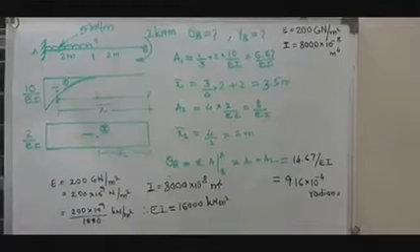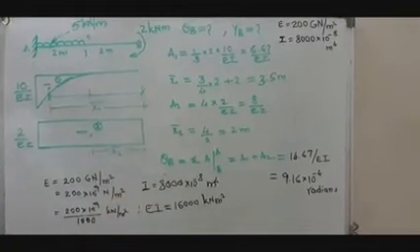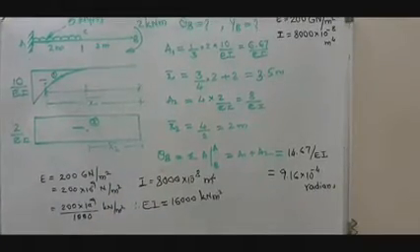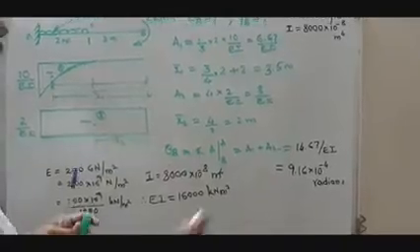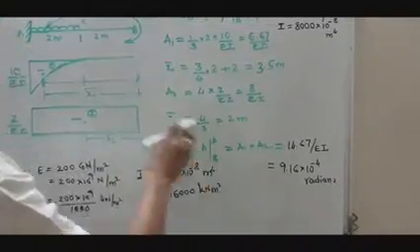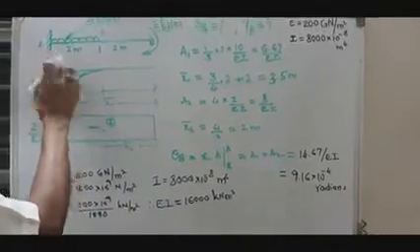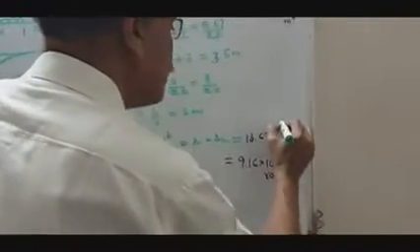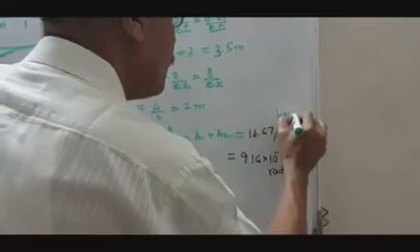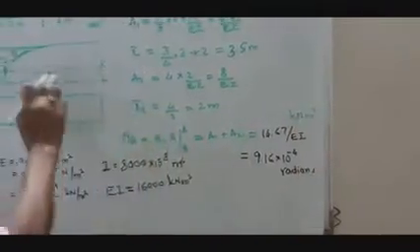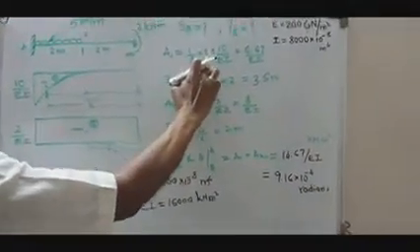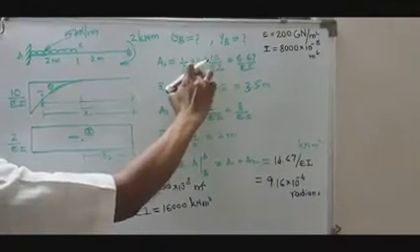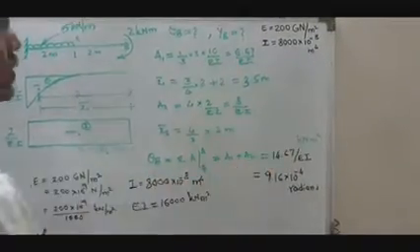So EI values are given here. Whenever you calculate A, what is the unit of A? I have told you, A means the area of the M by EI diagram. So this is kilonewton meter, and this is meter. So the unit is kilonewton meter square, because meter into kilonewton meter will be kilonewton meter square.